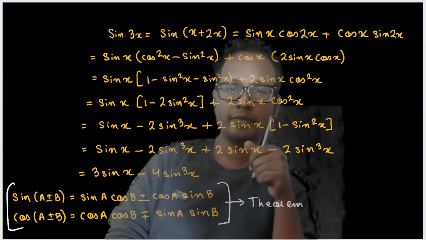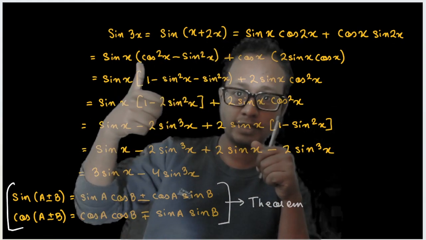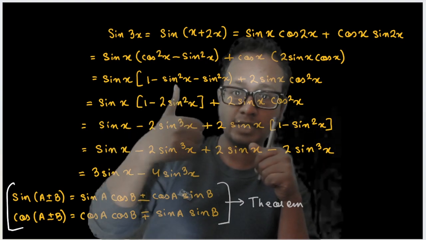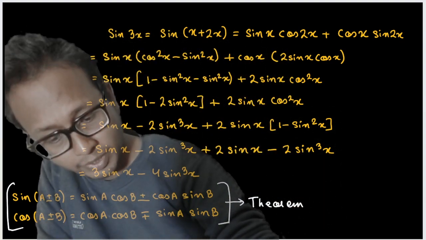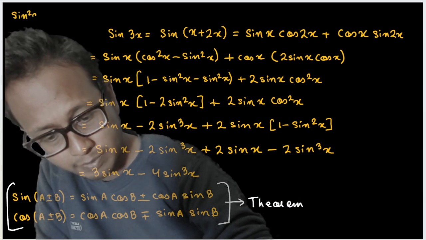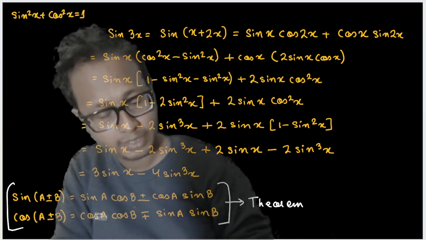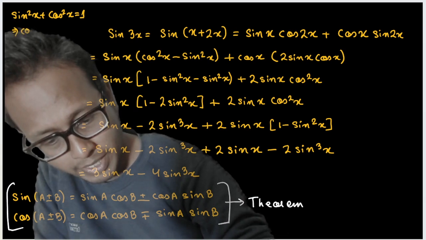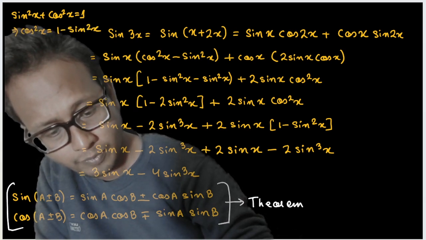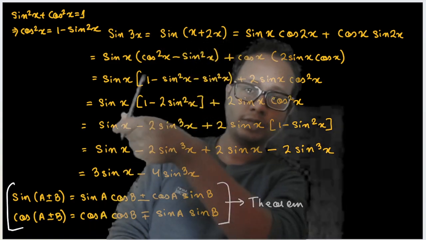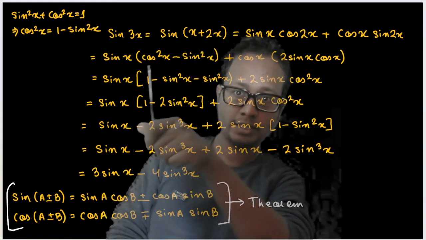Okay, fair and fine. Now what I did here in the second step is that this cos square x is written as 1 minus sin square x. And you might ask, sir, why is that? You already know from the trigonometric theorem that sin square x plus cos square x equals 1, isn't it? So can I write cos square x equals 1 minus sin square x, isn't it? So this cos square x is written here as 1 minus sin square x.